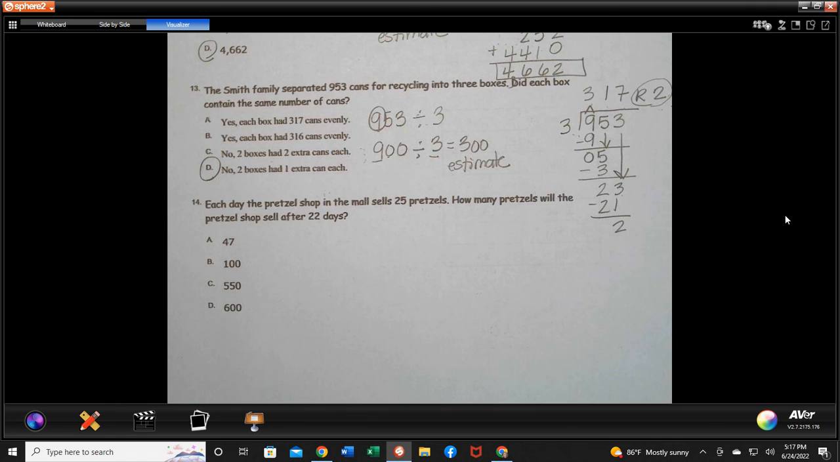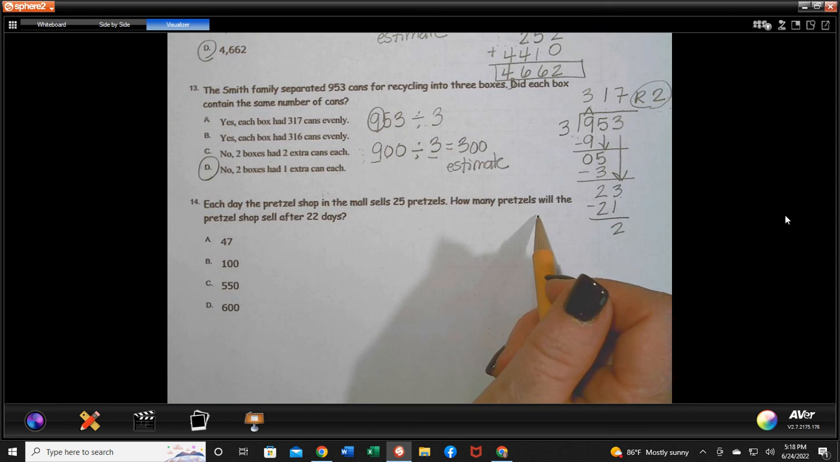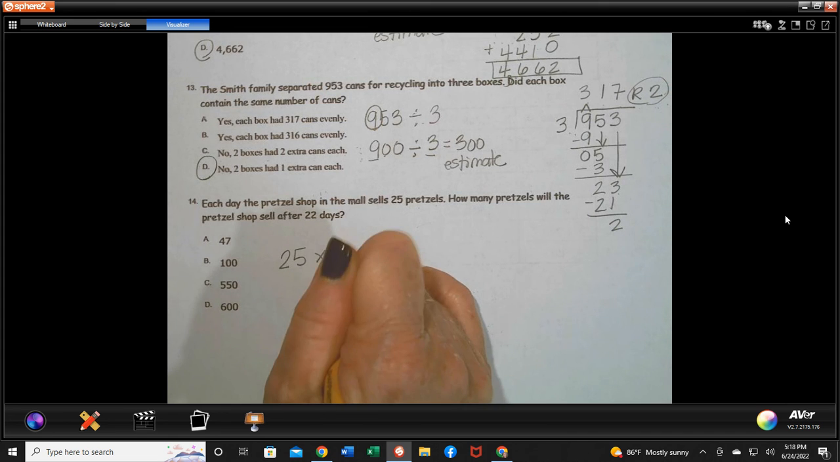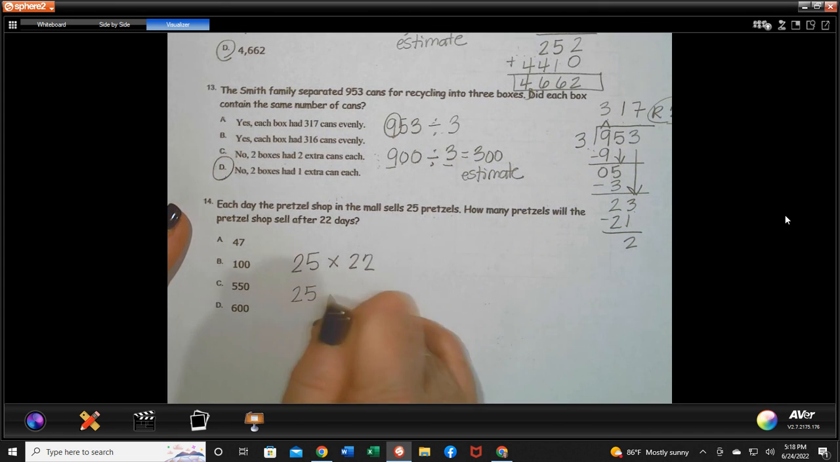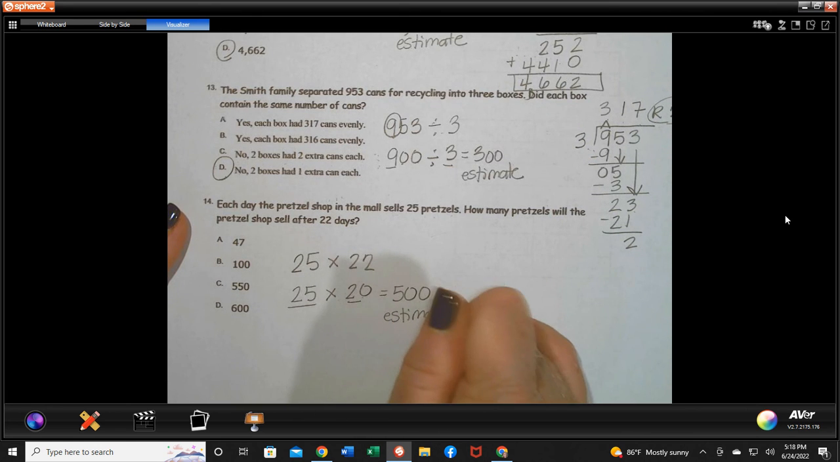All right, number 14. Each day the pretzel shop in the mall sells 25 pretzels. How many pretzels will this pretzel shop sell after 22 days? So I'm looking for the product. There are 25 pretzels each day for 22 days. I'm going to get a real quick estimate. I'm going to keep this 25, round this to 20. 25 times 2 is 50. Annex that 0, and I get an estimate of 500 pretzels.